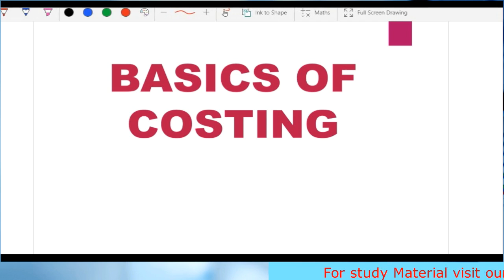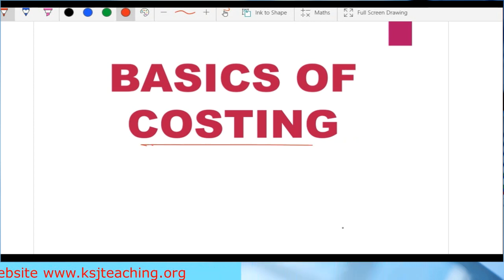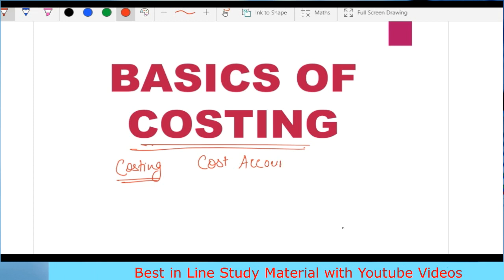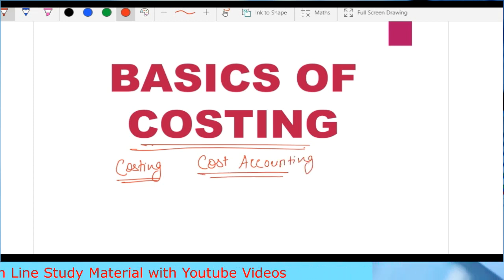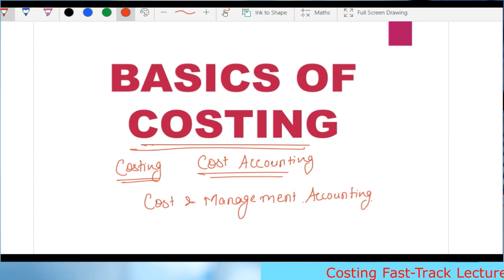Now, as we talk about this subject, I have written basics of costing. We can spell it various ways. In the various terminologies, one is costing, the other name of it is cost accounting, and the other name of it is cost and management accounting. These are the various names given to this subject.